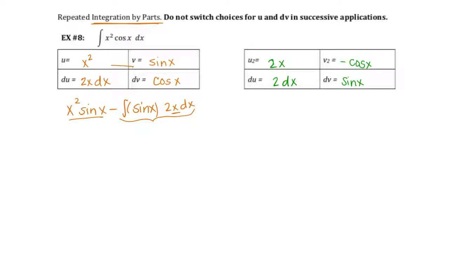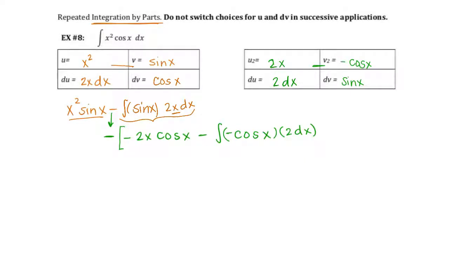I'm going to go ahead and have this minus here, and then I'm going to bracket because our signs could get messed up. We have to be careful. So we have uv, and when I multiply those two together, I'm going to have negative 2x cosine x. There's uv minus the integral of v, so negative cosine x, times du, which is 2 dx. And we can deal with that too. That's going to be a little bit easier.